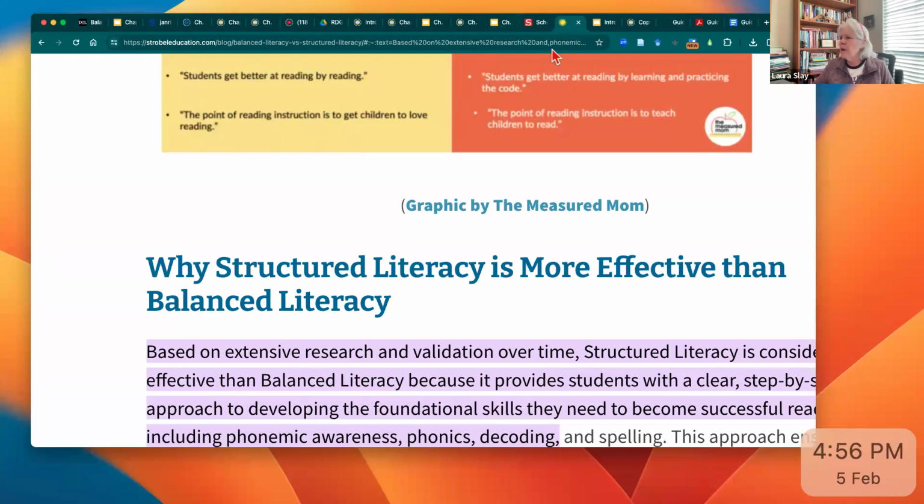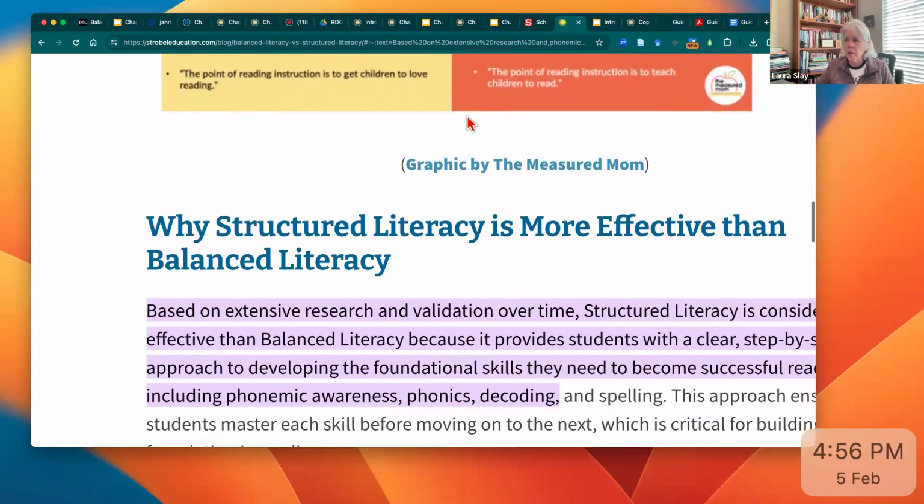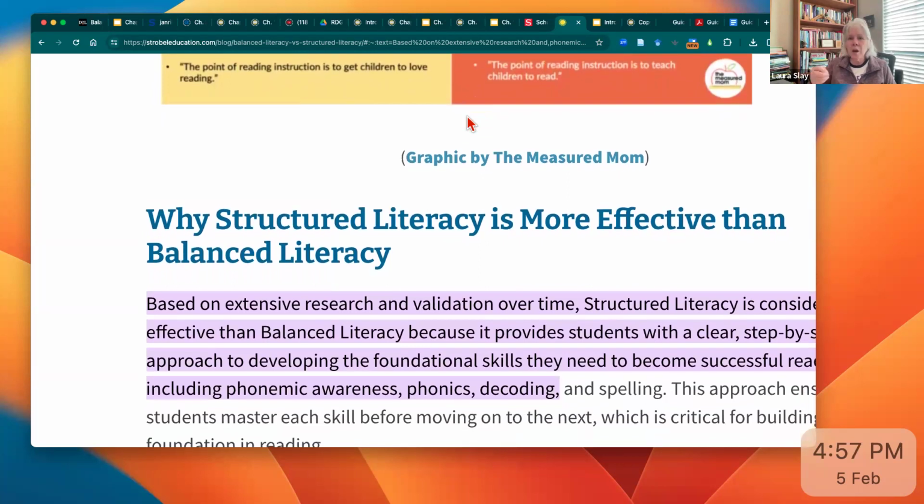Here it says students get better at reading by learning and practicing the code. Well, I wouldn't argue with that. You have to practice your sight words. You have to practice the phonics and the codes of the alphabetic system. So I think that we need to take the positive side of both of these to understand and put it into context. The point of reading instruction is to get children to love reading.